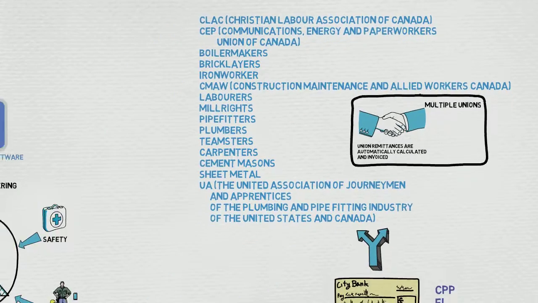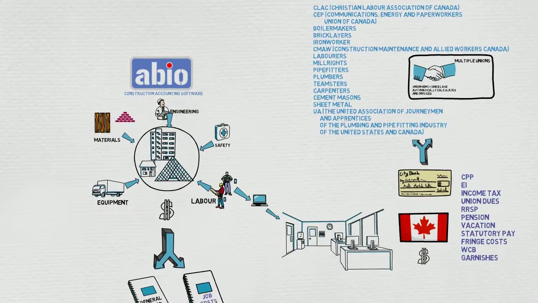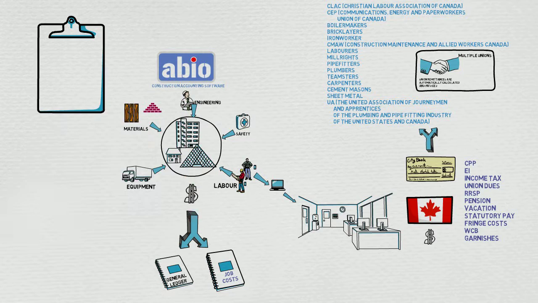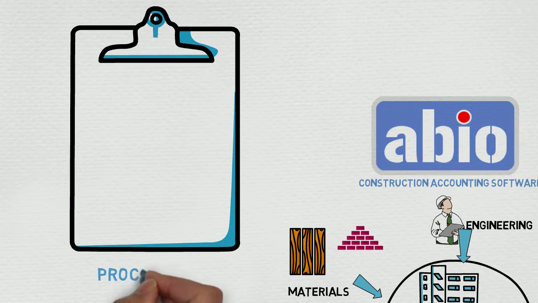Next, let's talk about materials. You might ask, is it easy to record material costs in Abio? Well, not as easy as you might think. Abio's focus isn't about making it easy for you to spend money. Abio's priority is making it easy for you to make money.